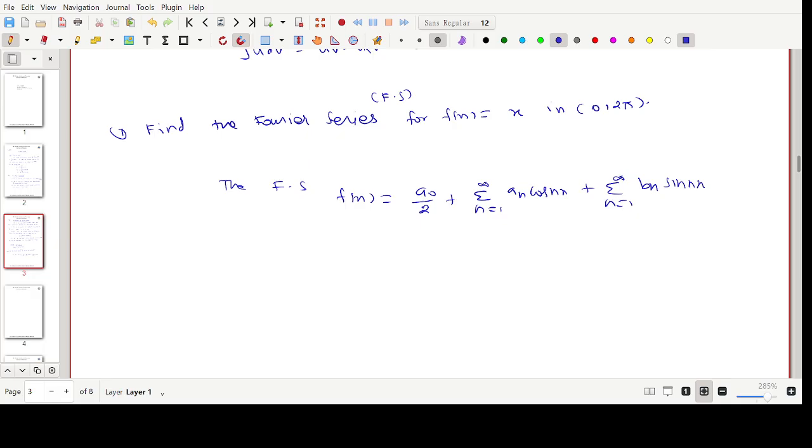This formula, for any given function f of x, gives the Fourier series representation. This is the general formula. Then how to solve this problem? The given function is defined in the interval 0 to 2 pi.